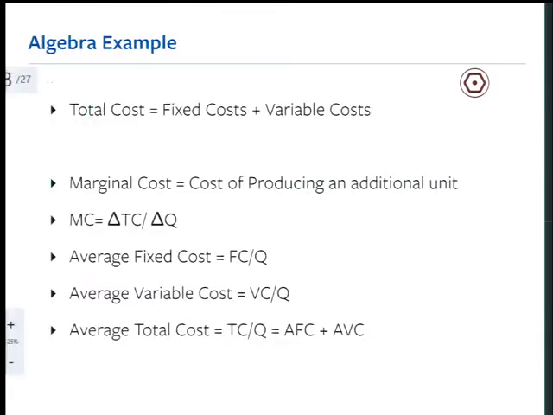So what we're going to do is convince ourselves that this makes sense algebraically, and we can actually calculate these things. And then right after that, we're going to use this shoelace to actually draw the picture I just showed you qualitatively, so we know how to draw average variable, average total, and marginal cost curves. All right? Why do we do this?